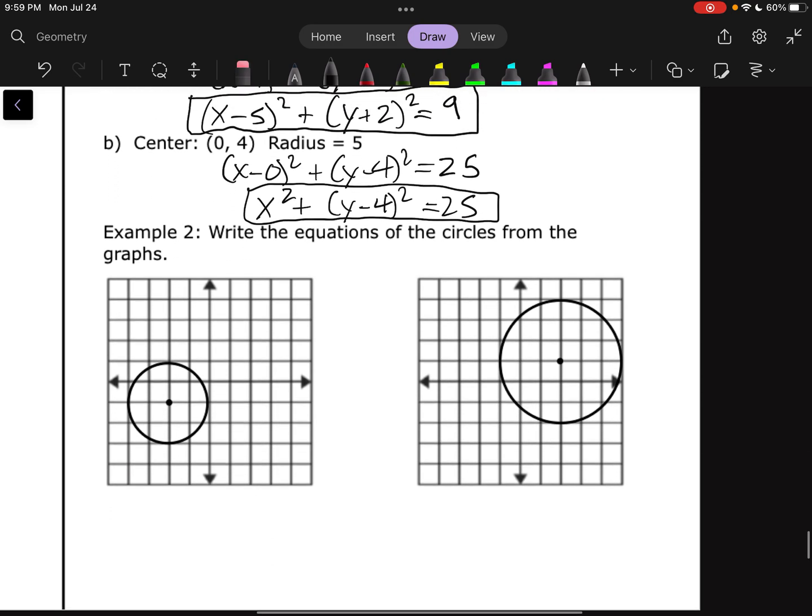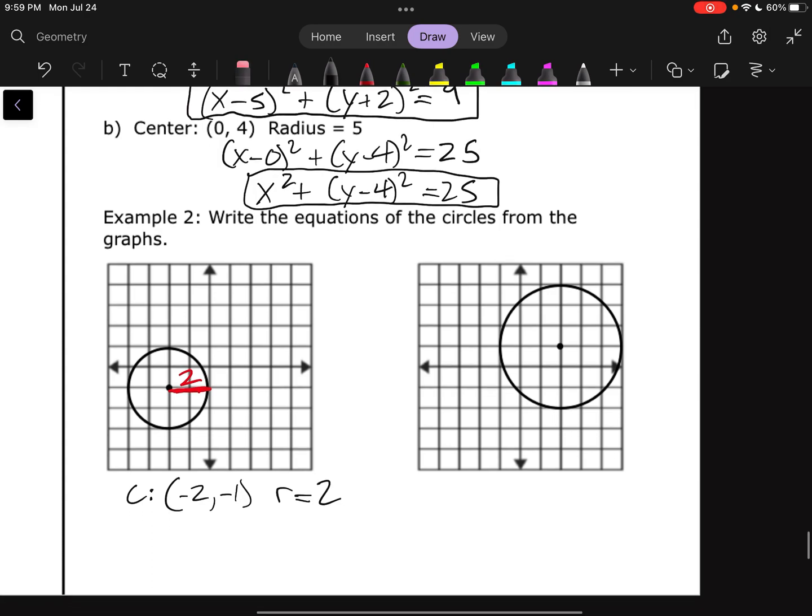All right, so now these ones, they're going to give us some graphs, and we're going to try to write the information. So in this one, our center, I'm just going to call it our C, would be at -2, -1. And our radius, if I draw on the radius here, that's 2. So our equation would be x minus -2, so x plus 2 squared plus y minus -1, so y plus 1 squared is equal to 2 squared, which is 4.